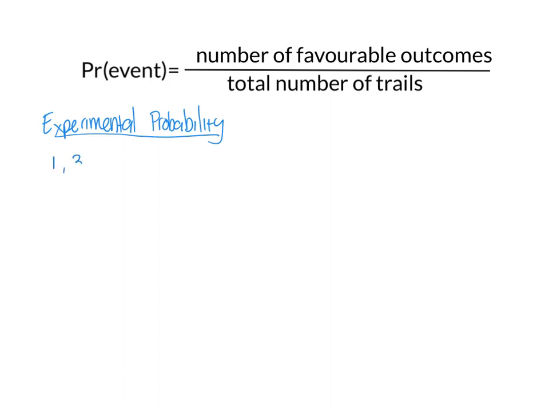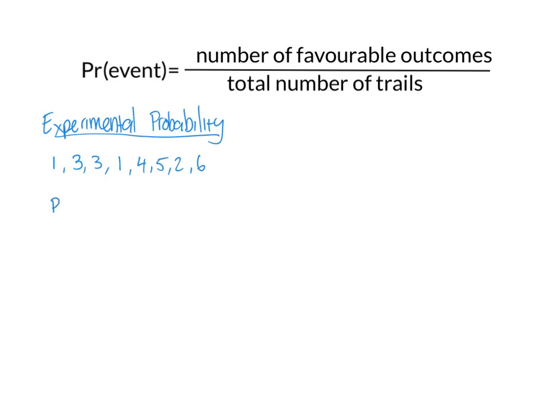The second time we get a 3, then a 3, then a 1, then a 4, a 5, a 2, and a 6. Now you can see straight away that not every number on our dice has been rolled, but because this is an experiment, we're testing to see what actually happens.